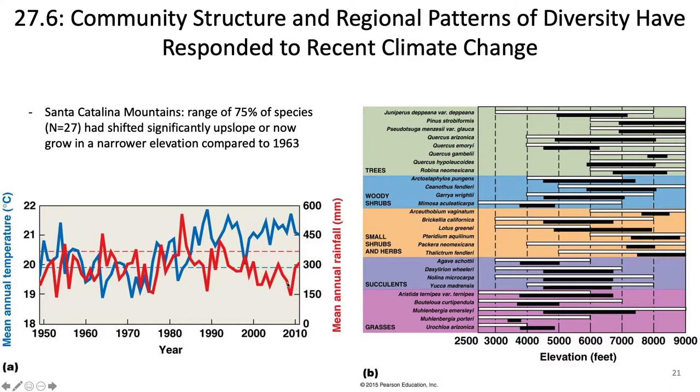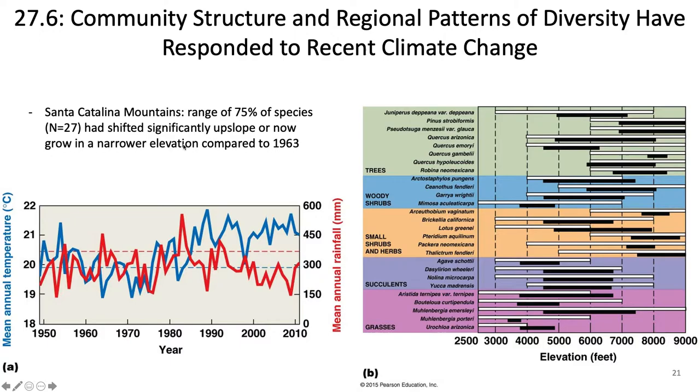Along with that, you also see shifts in the plant communities and their seasonality based on elevation in mountain regions that corresponds to this change in mean annual temperature. So in the Santa Catalina Mountains, 75% of the species shifted significantly upslope, or they now grow in a narrow elevation range compared to 1963.